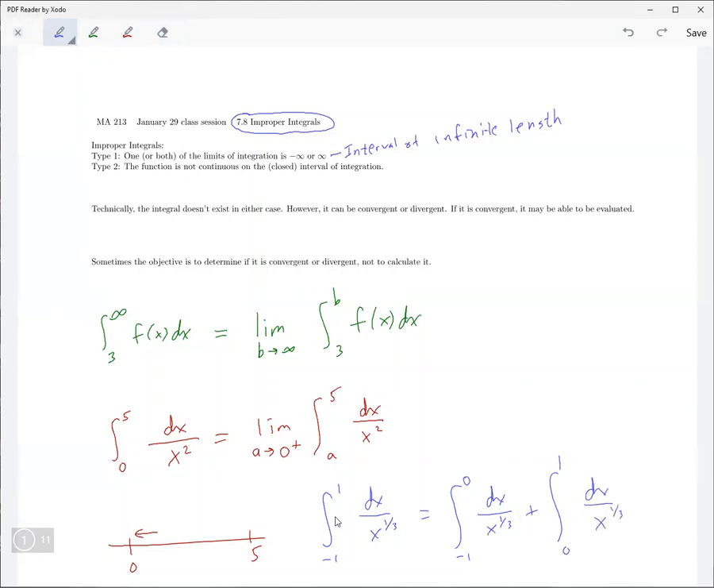Okay, so if you're a type 2, but your discontinuity is on the interior of the interval, then you split up into these two. And of course, this and this both revert to this one, to this kind of a thing right here. Except here you're going from, your b is going to 0 from the left. Okay.